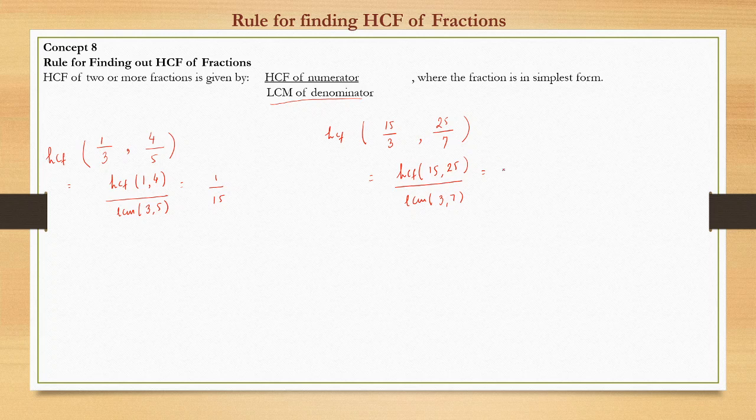5. See, the difference is 10, so HCF has to be a factor of 10. We know 10 will not divide 15 or 25, so 10 cannot be it. The next highest factor is 5. 5 divides both 15 and 25, so 5 becomes the HCF. Upon the LCM of 3, 7, which is 21. So this is the HCF of 15 by 3 and 25 by 7. What does this mean? 5 by 21 is the largest number which will divide both 15 by 3 and 25 by 7.